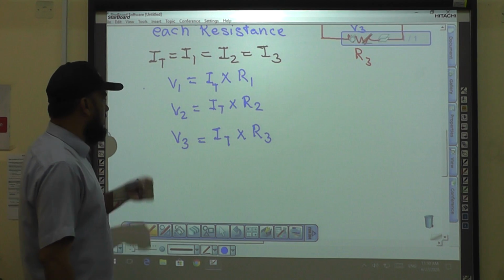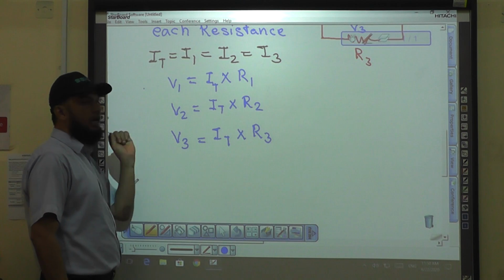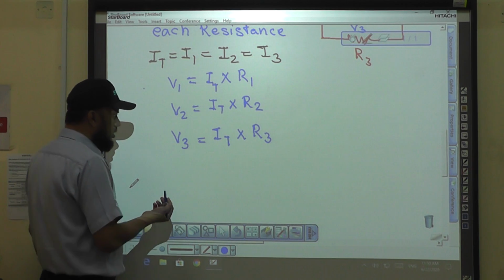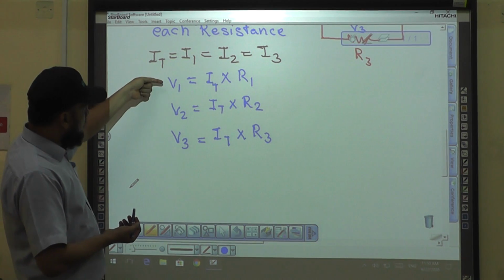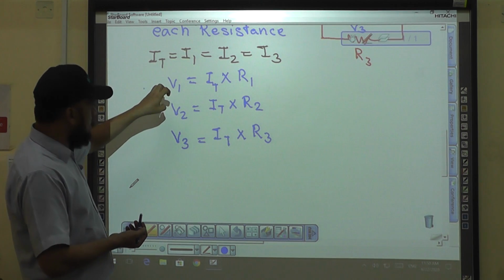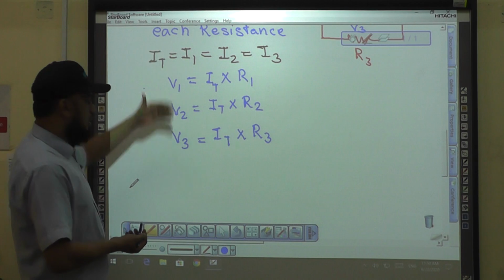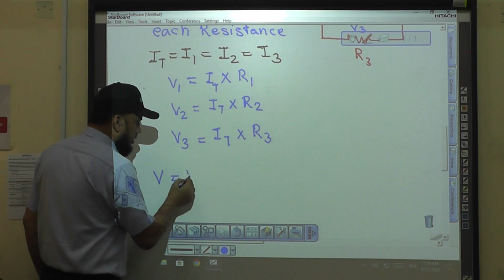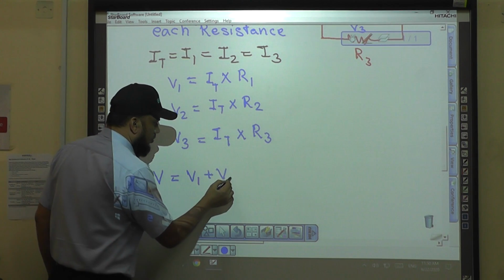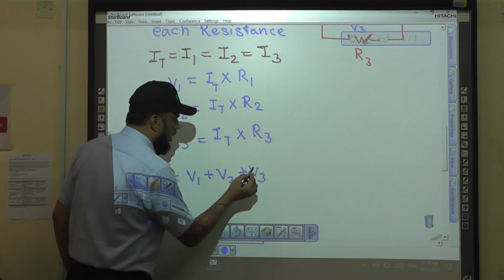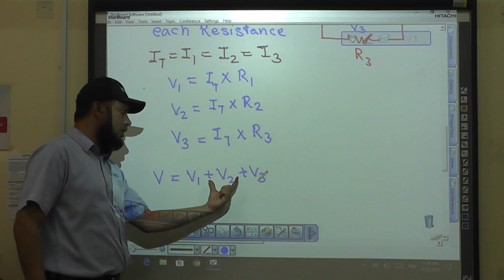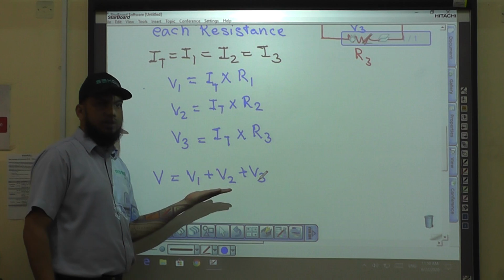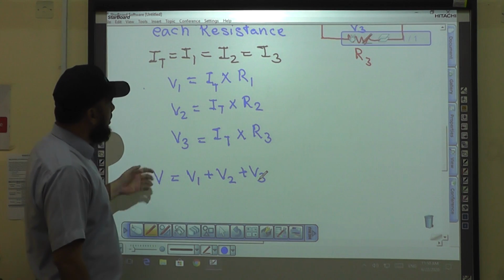Now, we have to verify whether the answers V1, V2, V3 are correct or wrong. For that, we have to check if the sum of the voltages V1, V2, V3 is equal to the source voltage. That means the source voltage V should be equal to the sum of V1, V2 and V3. If the sum of these three voltages equals the source voltage, then your answer is correct. In this way we can calculate the different parameters.